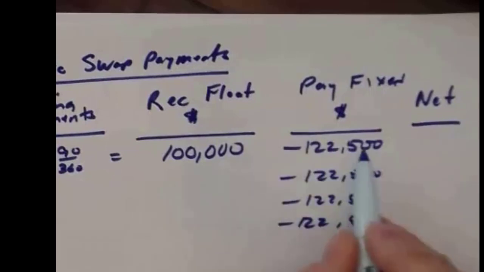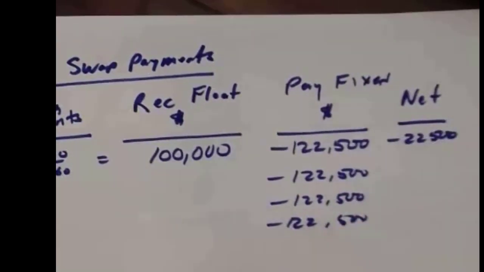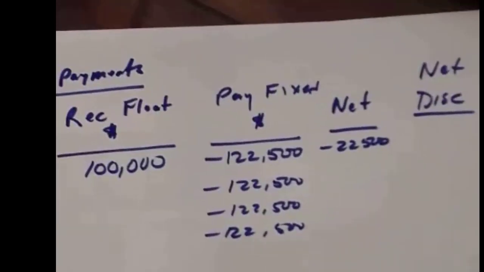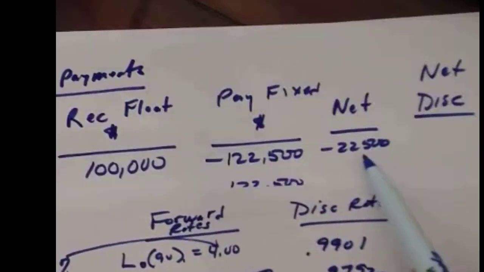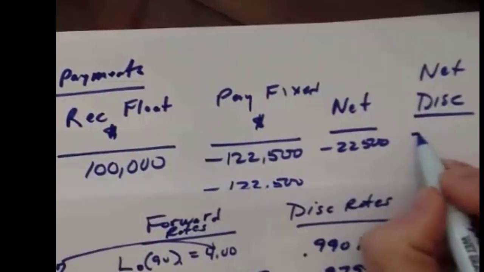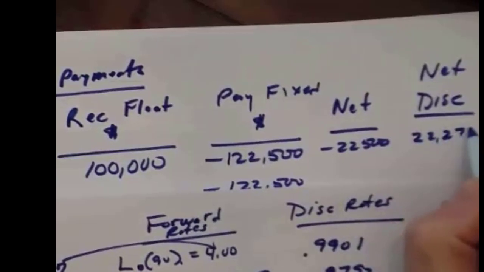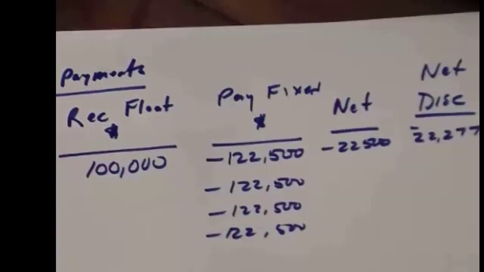Now, we net the two here, and this is minus $22,500. Okay? Now we need to calculate the present value of that, and that's where the discount rates come in. We're going to take this $22,500 and multiply it by 0.99. Okay, so 99% of that basically comes out to be negative 22,277. Okay, and that's the present value of the first payment.